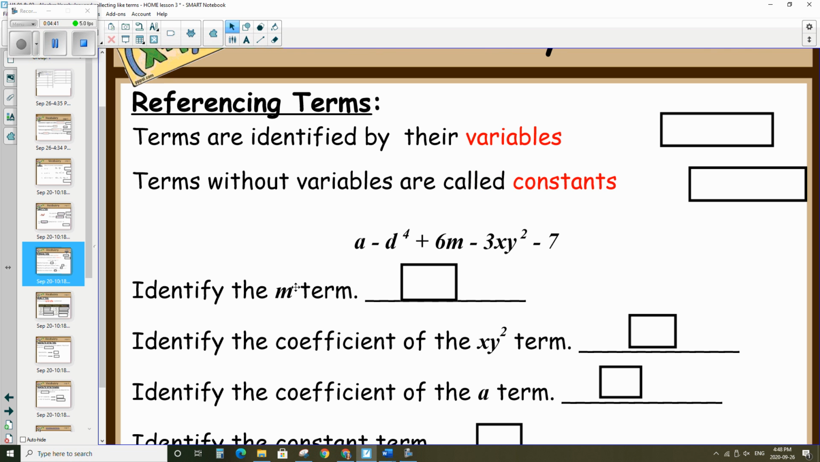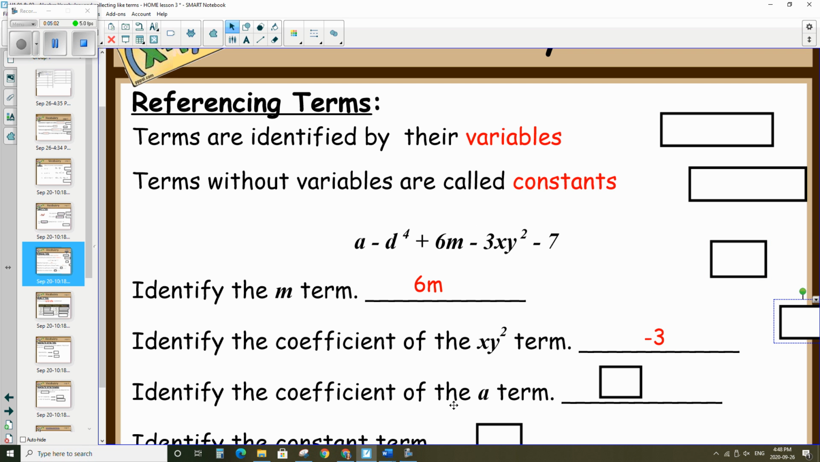Identify the m term. So which of these terms just has an m as the letter? It would be 6m. So that term is 6m. Identify the coefficient of the xy squared term. So coefficient means the number in the front, and the xy squared term is right here, so that would be -3.